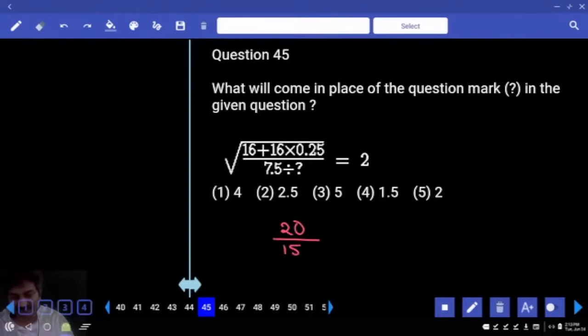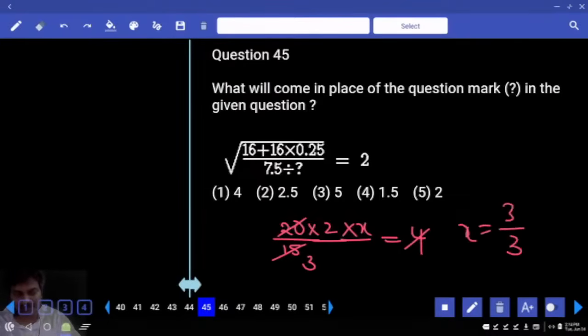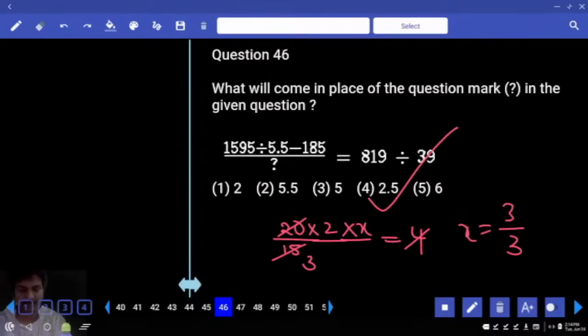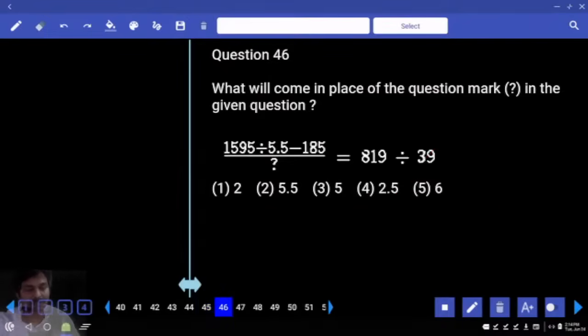7.5 can be written as 15 by 2, which comes to the numerator, and then divided by x. The denominator comes to the numerator, under root. To eliminate that square on both sides, the right hand side becomes 4. 3 times 2 by 3 goes to the other side, becomes 3 by 2, which is 1.5. Are you okay? X goes to the other side and this number goes to the left hand side denominator.